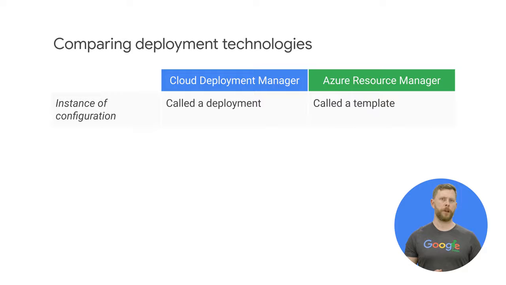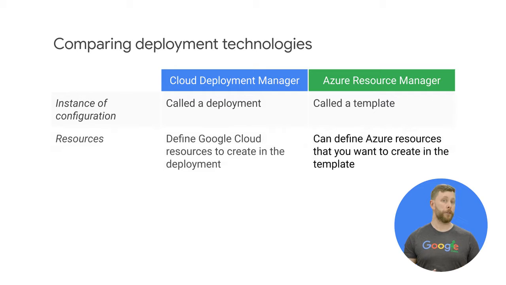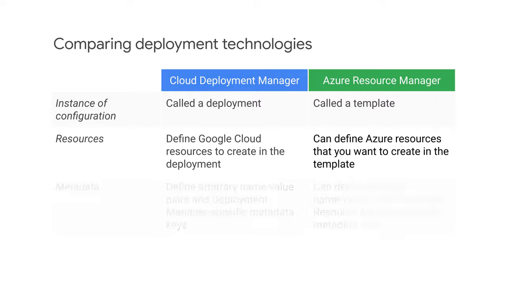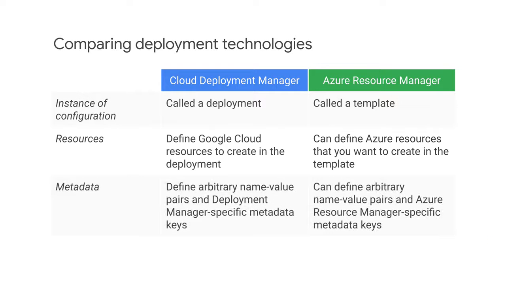An instance of configuration created using Deployment Manager is called a deployment. An instance of configuration created using Azure Resource Manager is called a template. Both Deployment Manager and Azure Resource Manager allow you to define resources to create in the instance, and both enable you to define arbitrary name-value pairs and technology-specific metadata key-value pairs.